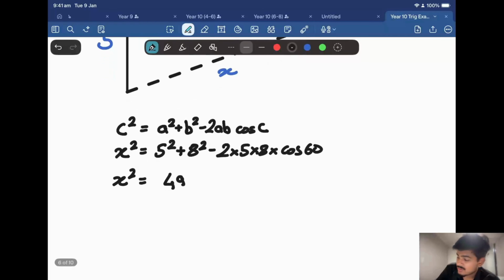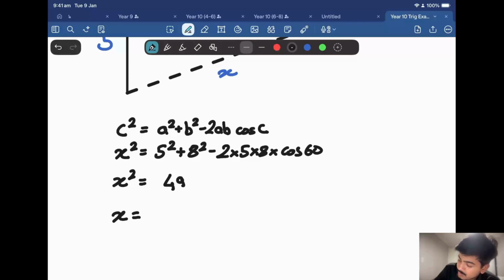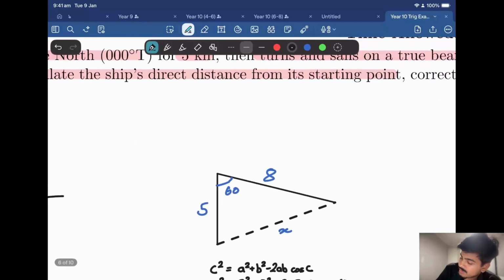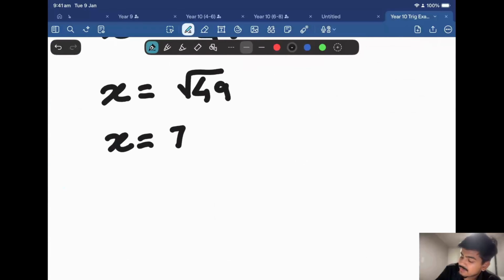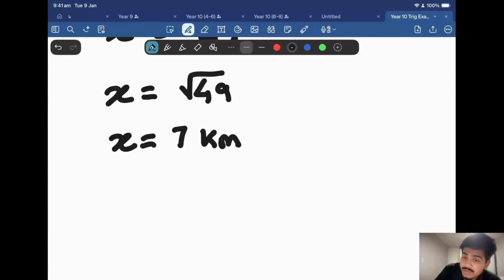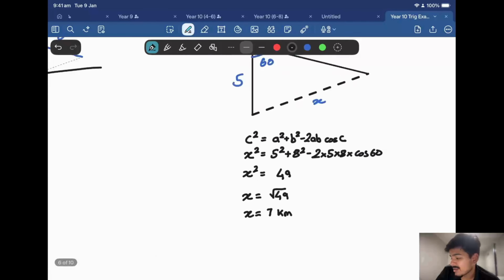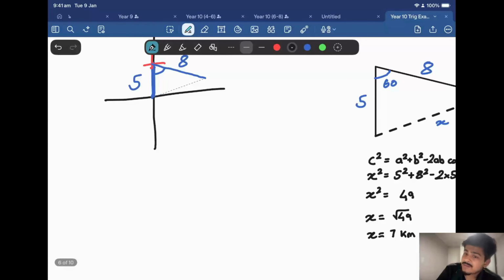That's a very nice number. So we have x is equal to the square root of 49, so x is equal to 7. Again, units are very important, so 7 kilometers. And this is something that will elevate you from a B to an A.